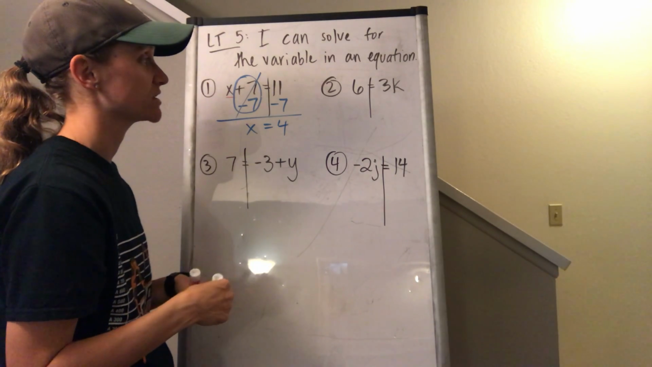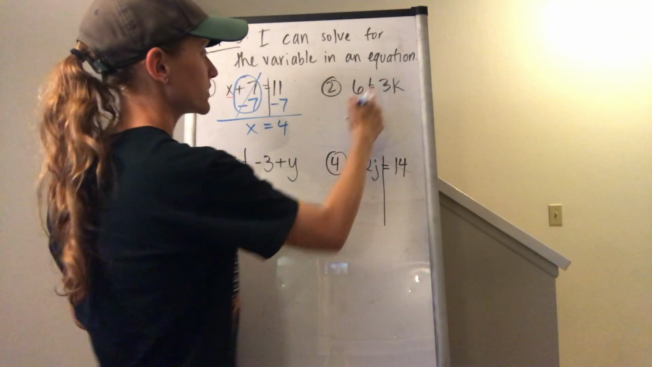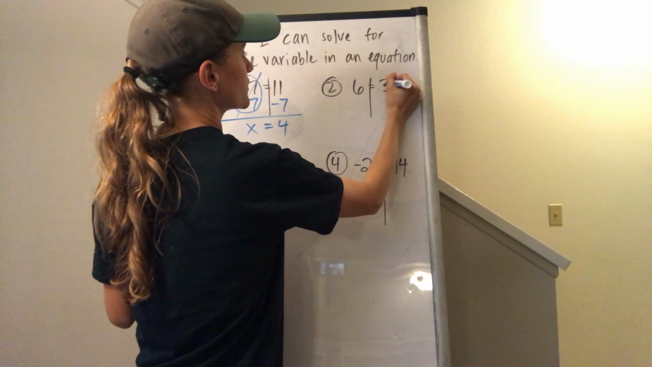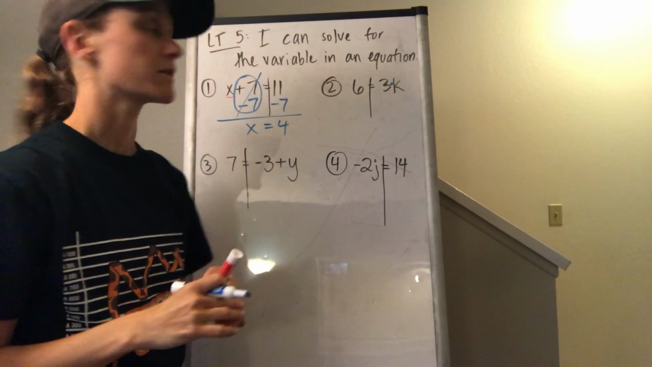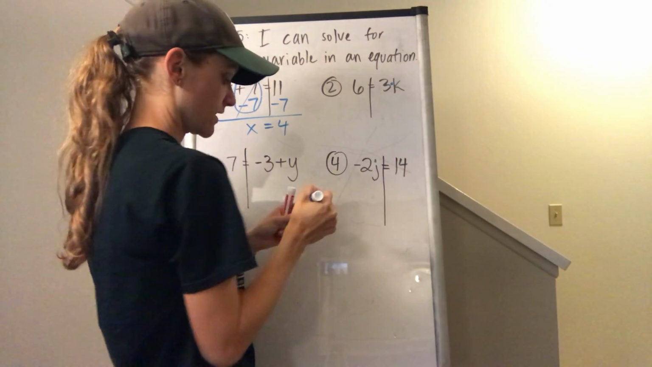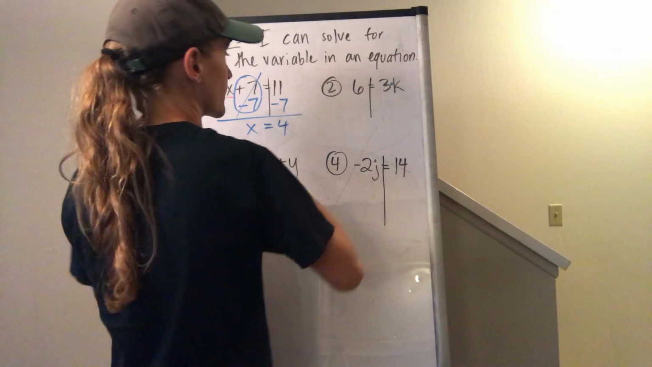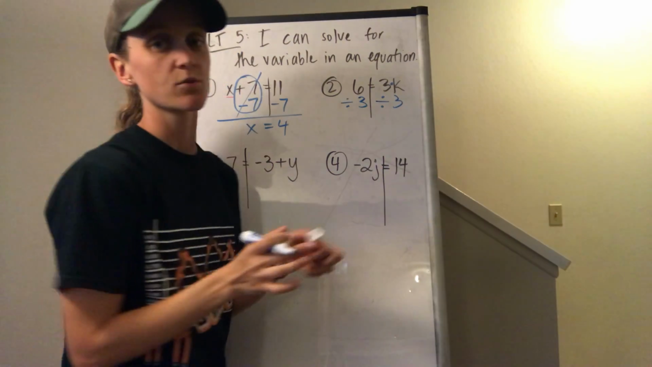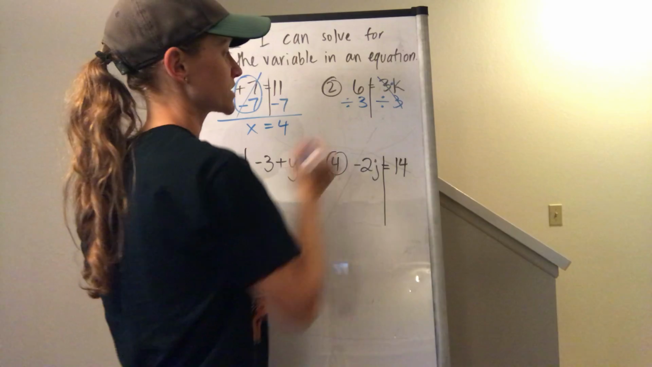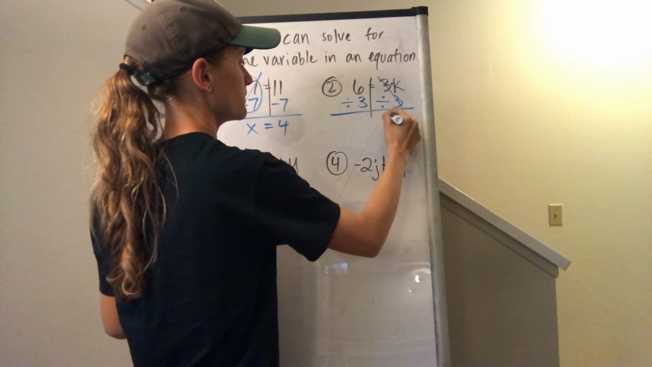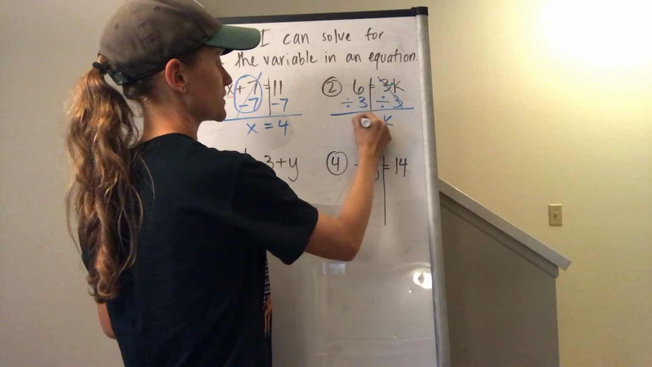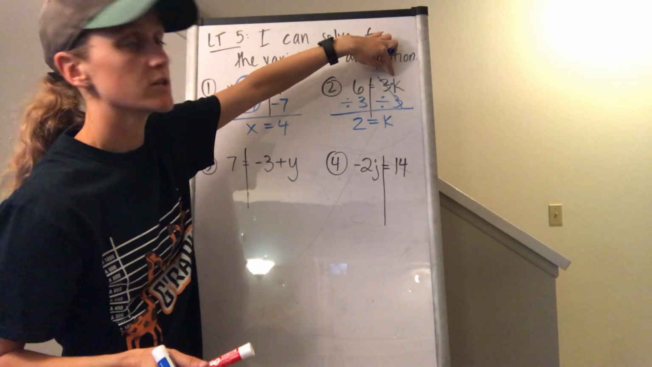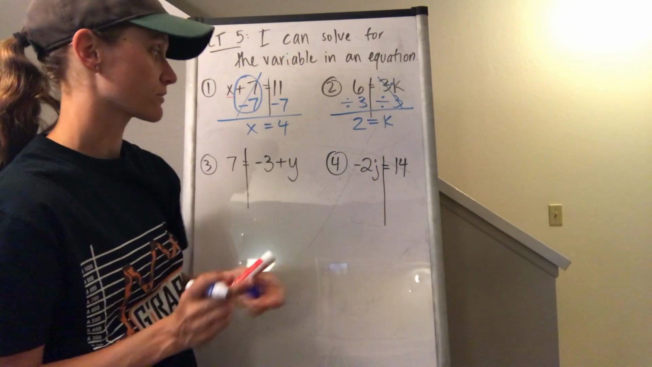Okay, on number 2, I have 6 equals 3k. Remember, any time that you have a number next to a variable, or a letter next to a letter, there's always an invisible multiplication sign in the middle. We just don't always write it. So because this is 3 times k, the opposite of multiplying by 3 is dividing by 3. So I'm going to divide by 3. The reason this works is because 3 divided by 3 is 1, so those cancel. And then I'm left with k. And then 6 divided by 3 is 2. So again, on that one, the reason we divided is because this is 3 times k, and the opposite of multiplying by 3 is dividing by 3.